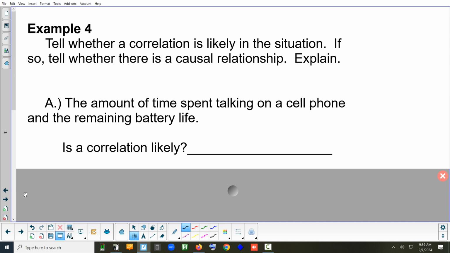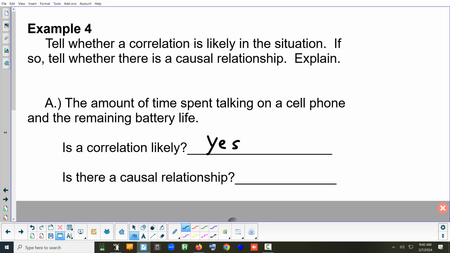Okay. What do you think in general would happen as you talk, as you use the phone more? What do you think would happen to the battery life? It will go down. Yeah, I would say, in general, it would go down. Yeah, this is assuming it's not plugged in. It's not charging. You're just using it. Now, is that automatic? If you use the phone more, will the amount of battery left go down?